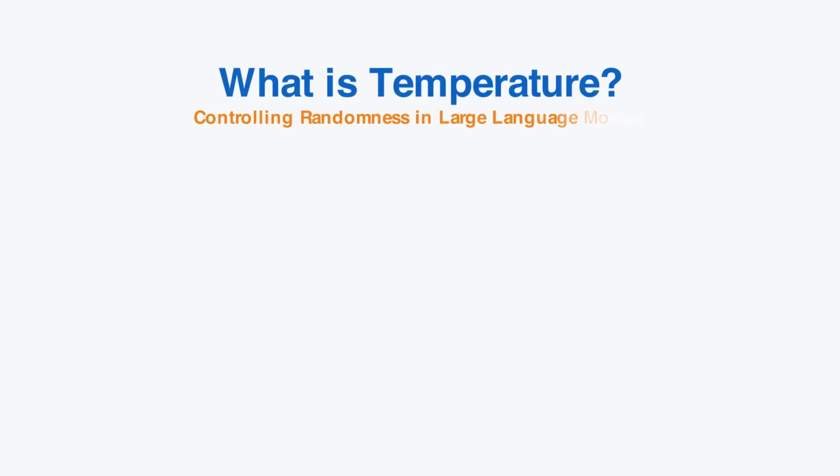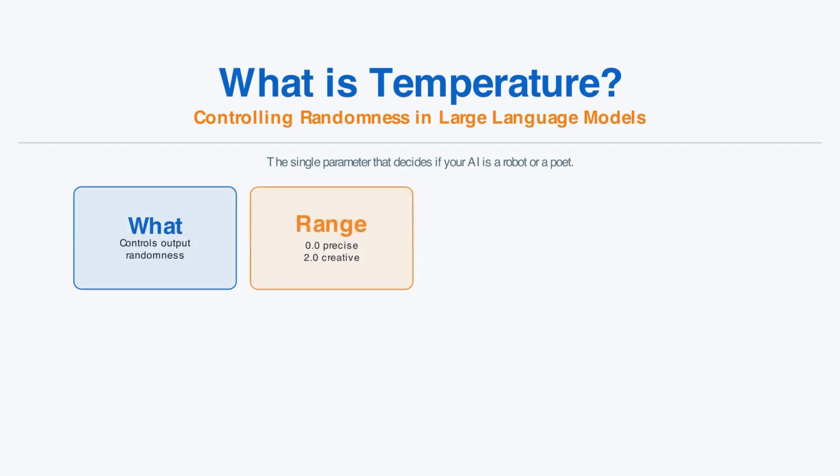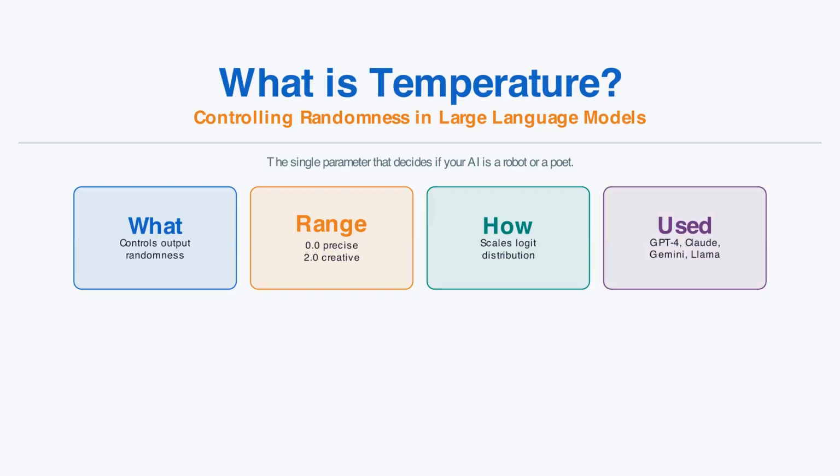What is temperature in large language models? You have probably heard that you can make an AI more creative or more precise by adjusting something called temperature. But what exactly is it doing under the hood? Temperature is not about making the AI smarter or dumber. It is about controlling how the model samples from its own probability distribution.